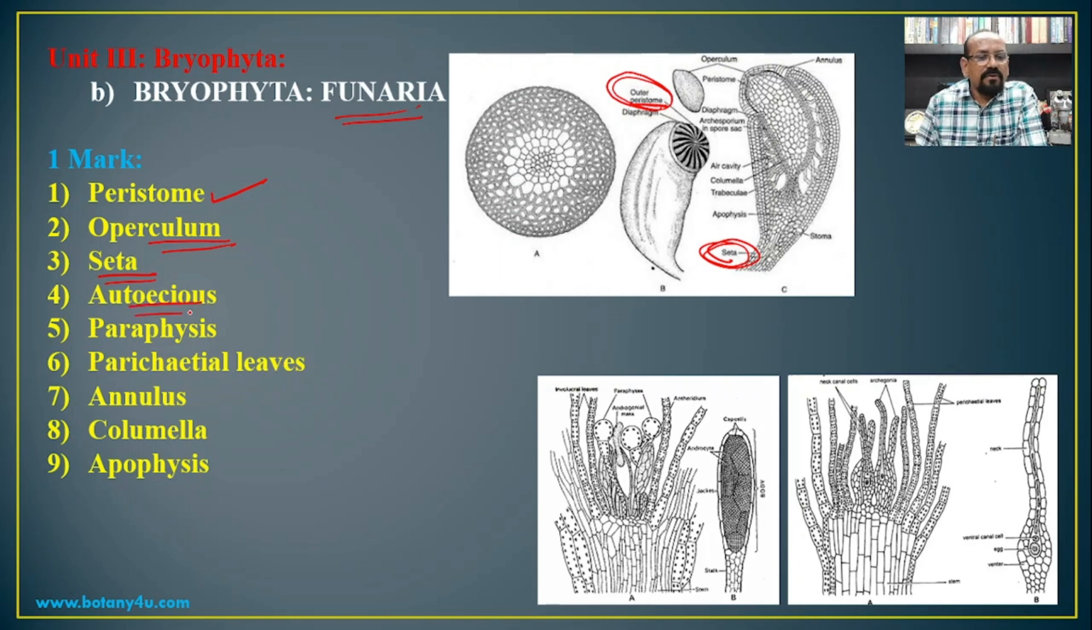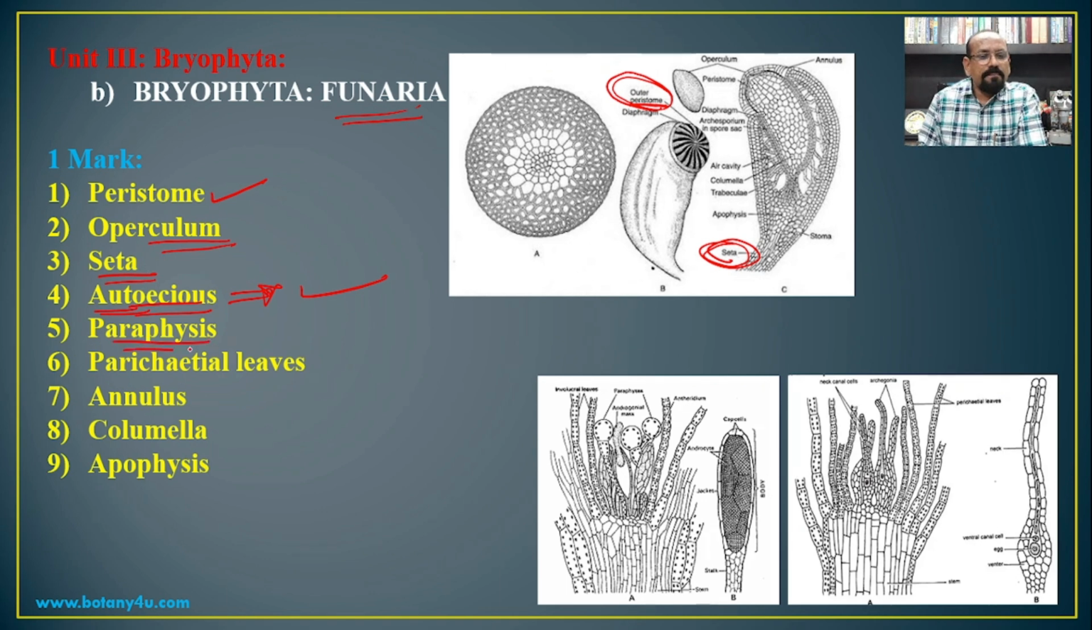Then autoecious means when there is a development of the male reproductive organ and female reproductive organ on different branches of the same plant, then it is known as the autoecious condition. As we have seen in case of the Funaria, there are the male branch as well as the female branch. On the male branch, there is a development of the antheridia, and on the female branch, there is a development of the archegonia, but on the same plant. So such type of condition is known as the autoecious condition.